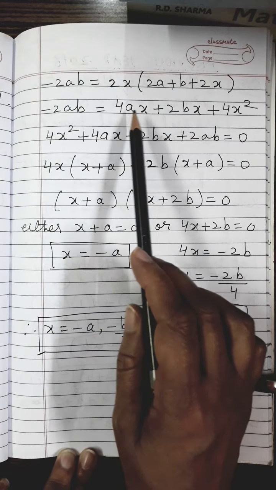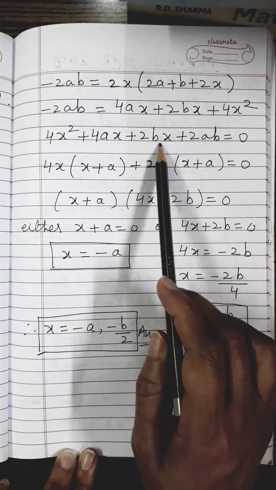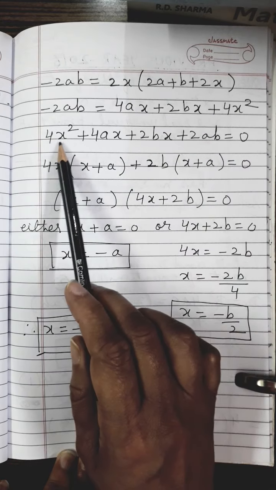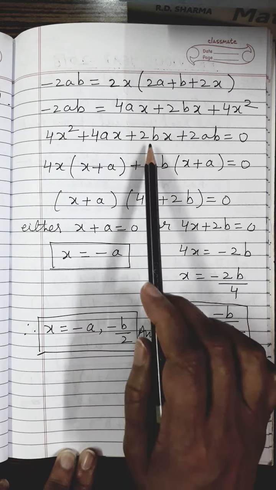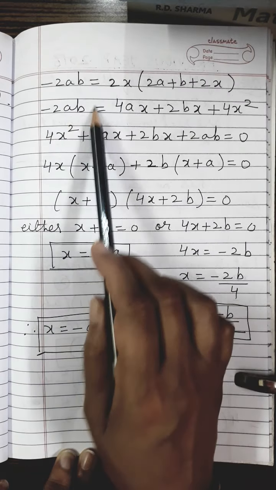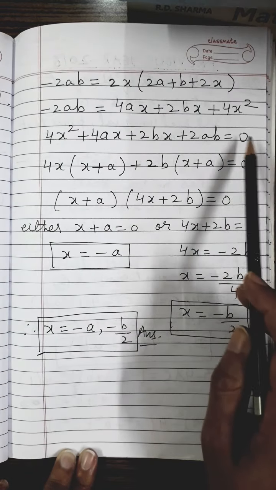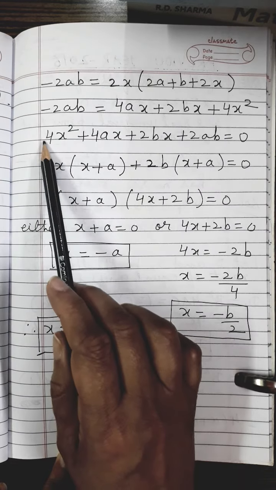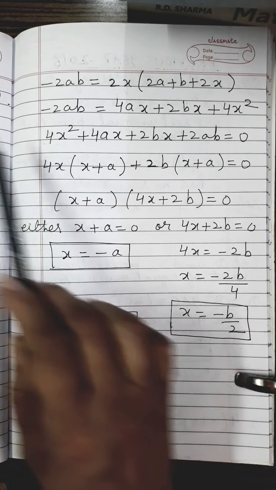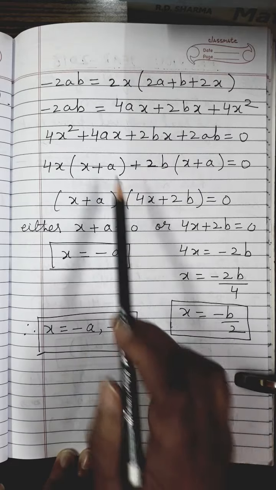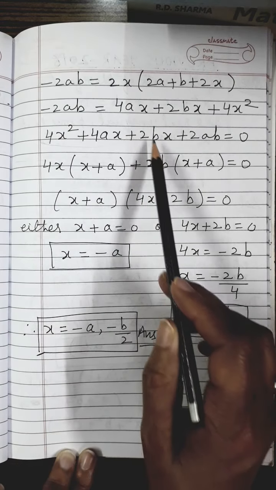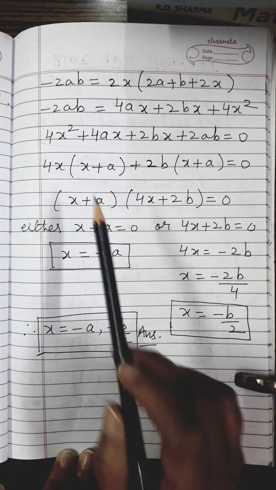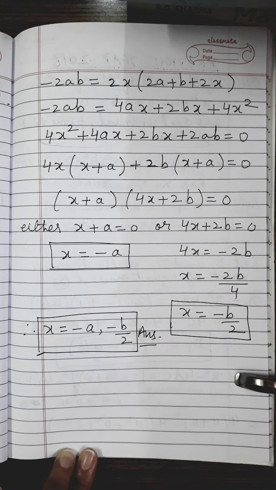So it will become 4ax, 2bx, 4x square, and this I have brought on the right side, so it will become plus 2ab. What remains here? 0. So equals to 0, right? Now in the next step, I will take out, because I have to do this question by the factorization method. So what you will see now, in the first two terms and in the third and fourth terms, you will have to take out something common.